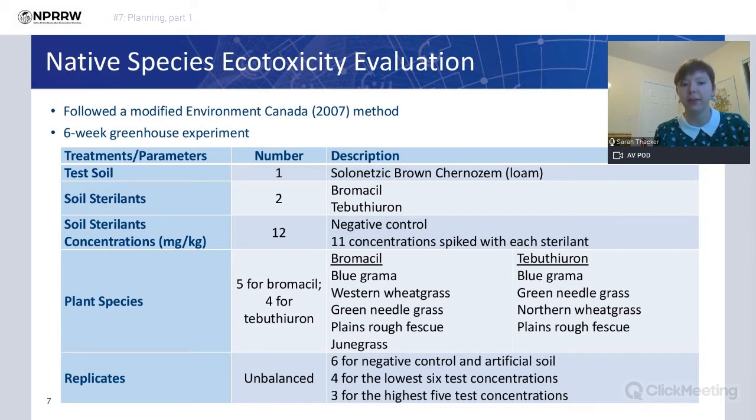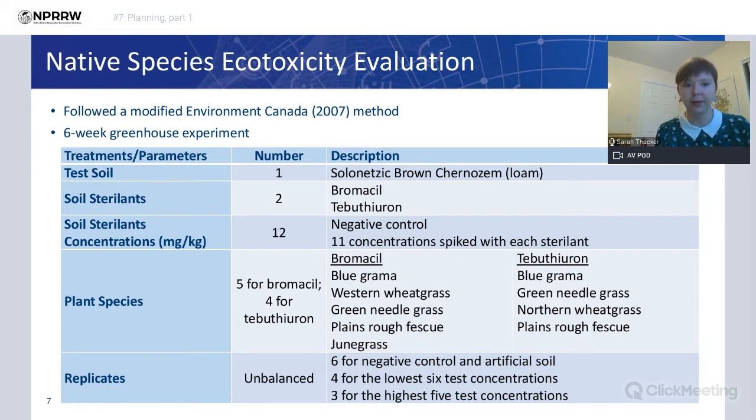The reasoning behind this was we were using native species, and a lot of these species are much slower growing than the agronomic species typically used in these toxicity tests. And so we just wanted to make sure that we had meaningful data and also data that we could measure accurately.